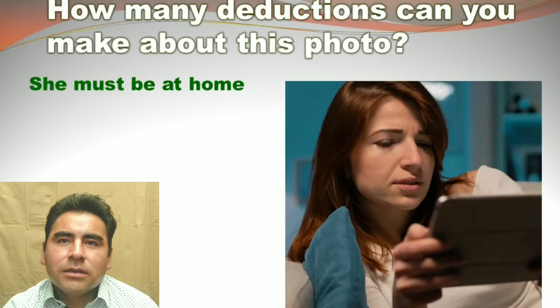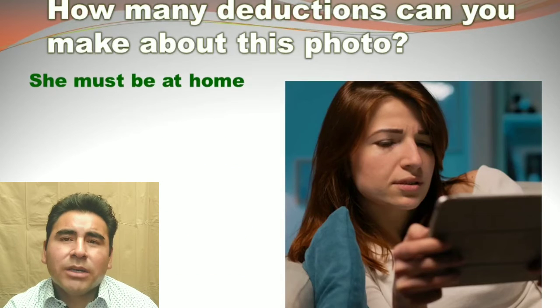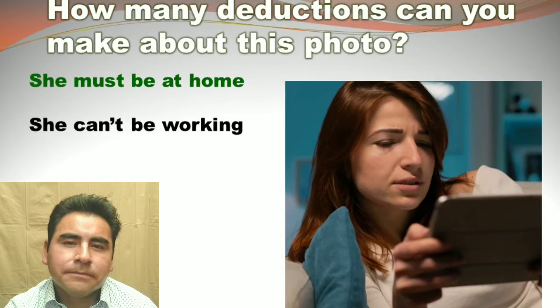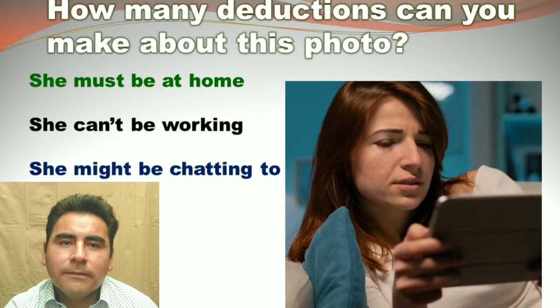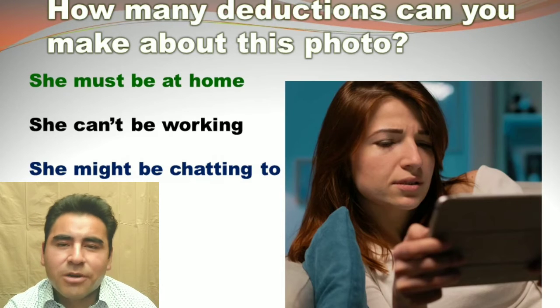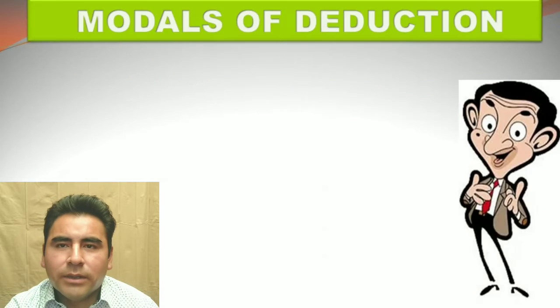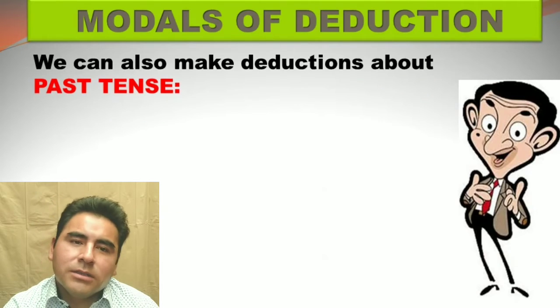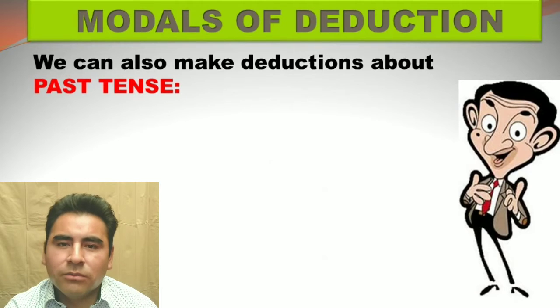Look at this example also. We have she must be at home. This lady, this woman, is using her cell phone. She can't be working, okay? 99%. She might be chatting to friends. It's a possibility. Who knows? Maybe she's working. Okay, but if we see the description, the picture, it's interesting to do also. It's very easy, as you can see, to use modal verbs.